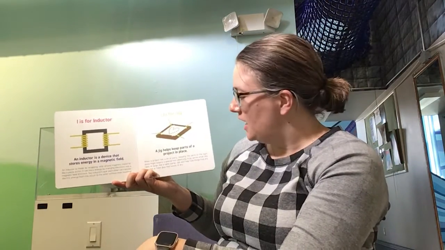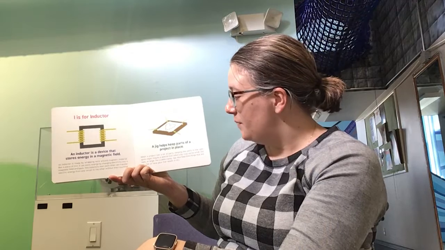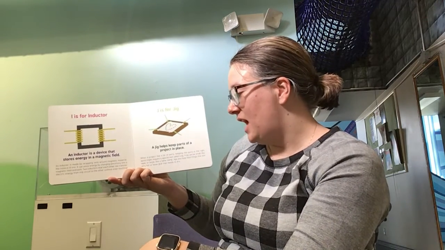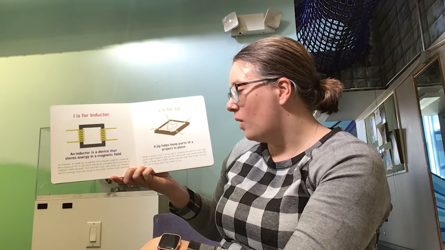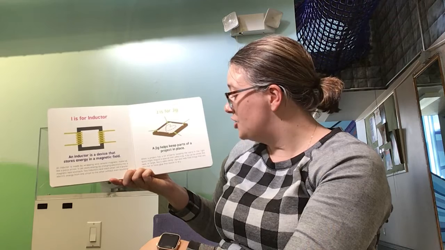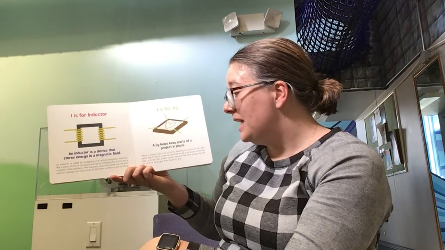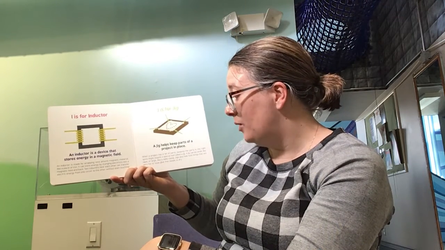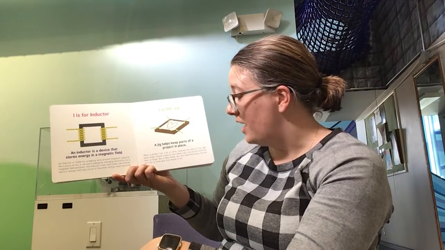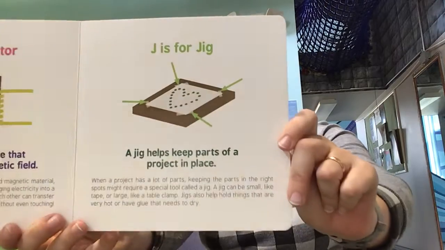J is for jig. A jig helps keep parts of a project in place. When a project has a lot of parts, keeping the parts in the right spots might require a special tool called a jig. A jig can be small, like tape, or large, like a table clamp. Jigs also help hold things that are very hot or have glue that needs to dry.